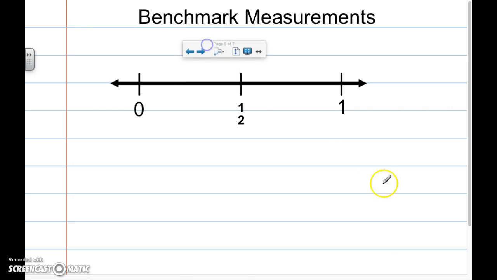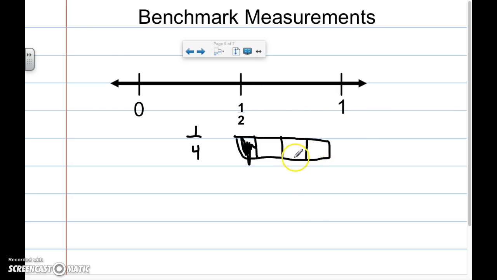Let's look at some benchmark measurements again. Okay, let's say that I had 1/4. If I have 1 out of 4 pieces filled in, I can draw a strip diagram to help me compare this. So I'm going to say 1, 2, 3, so that's 4. If I have this much shaded in, clearly that's closer to 0 than 1/2.